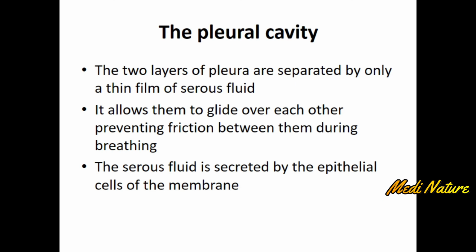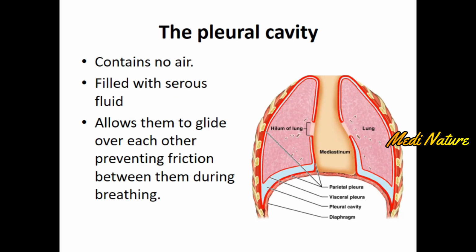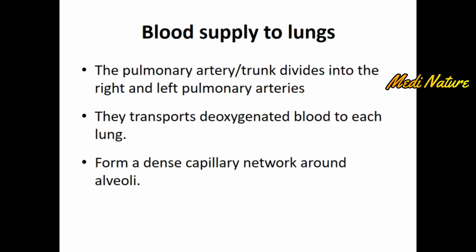It allows them to glide over each other, preventing friction between them during breathing. The serous fluid is secreted by the epithelial cells of the membrane. The space between the two layers does not contain any air. It is totally filled with serous fluid and allows them to glide over each other, preventing friction between them during breathing. Let's see about the blood supply to lungs.